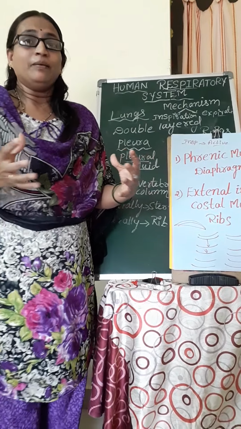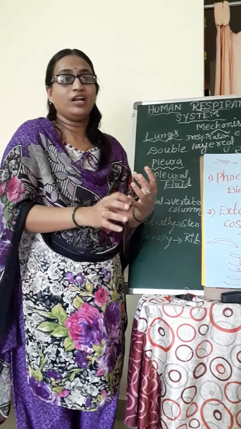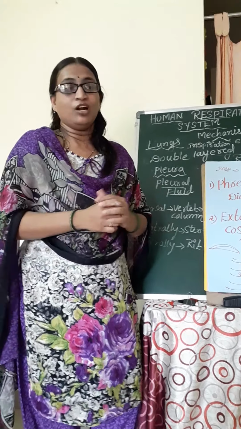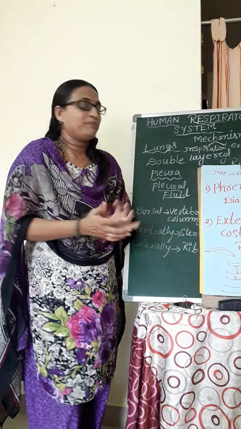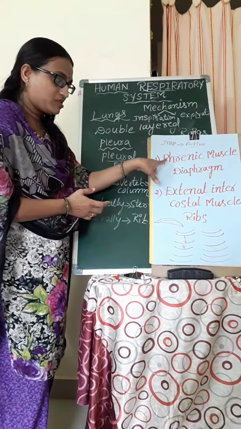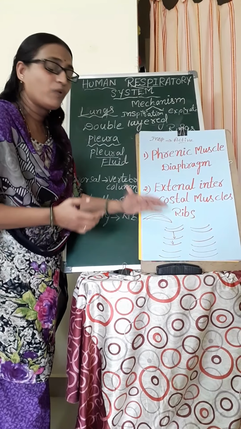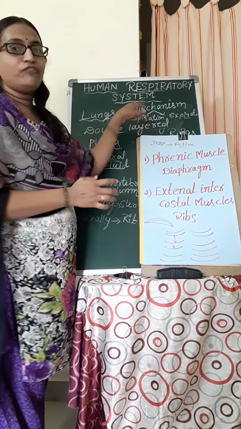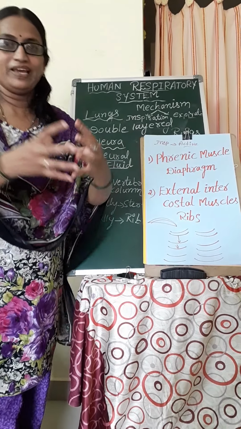As a result, because of the negative pressure, that we call the partial pressure. We will discuss the partial pressure in the next topic. But remember, phrenic muscles of the diaphragm and intercostal muscles of the ribs play a vital role in the mechanism of respiration. During inspiration, the cavity will be increased.